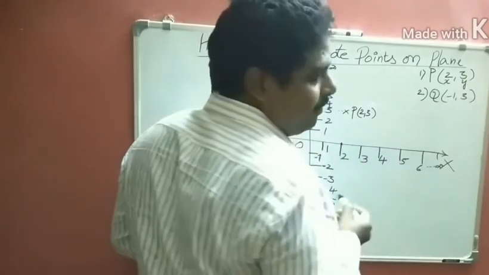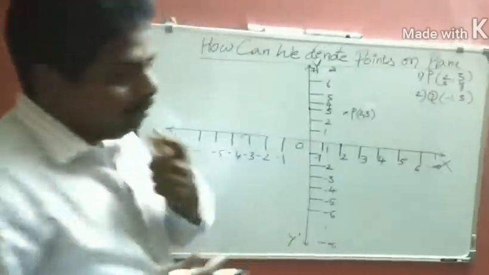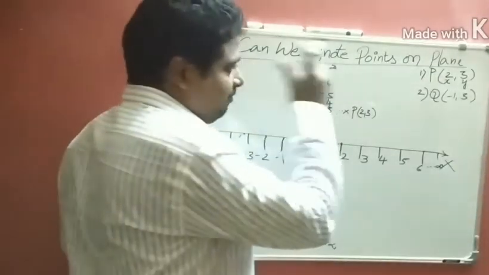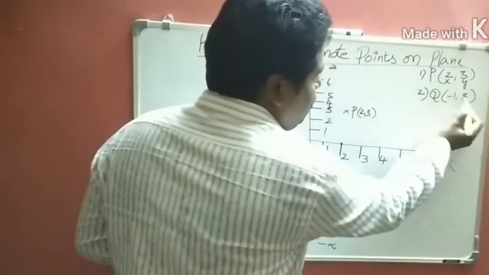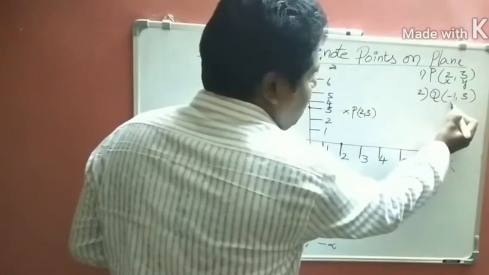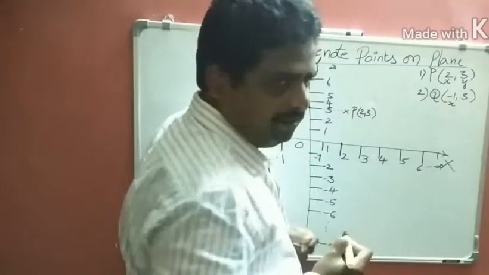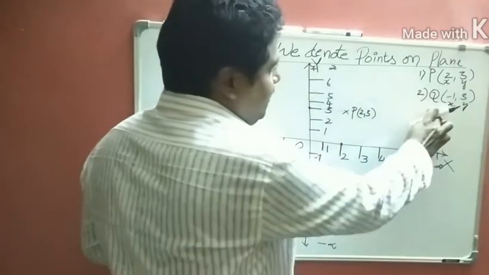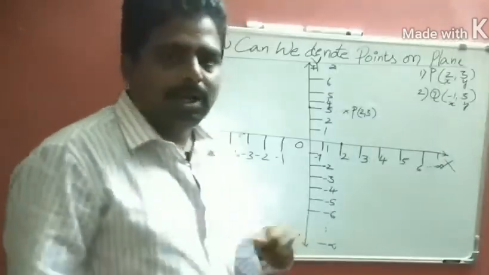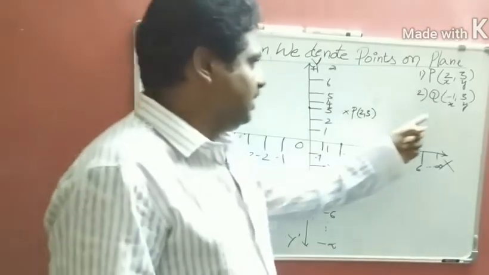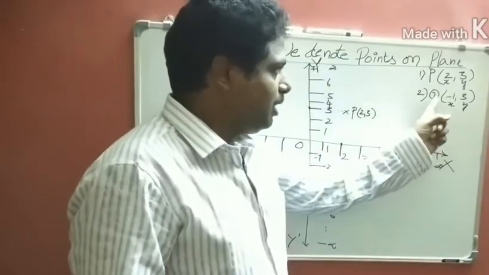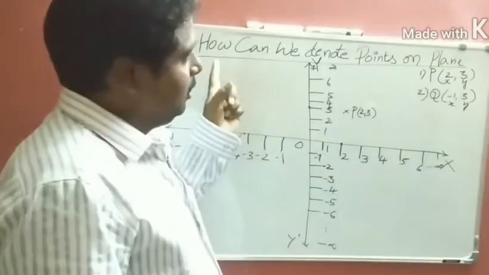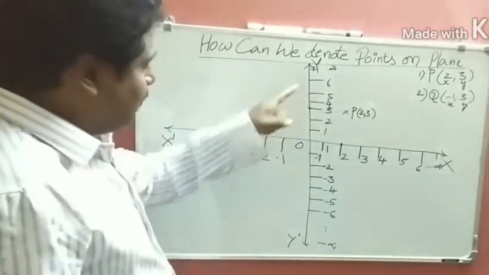(minus 1, 3). So how can we denote Q(minus 1, 3) on the Cartesian plane? Same as the first point. So here Q is equal to (minus 1, 3). In this (minus 1, 3), the first one is for x, the second one is for y. So x is negative, y is positive. According to our previous class, if x is negative and y is positive, that point should lie in Q2. Understand? So in Q2, where does that point Q lie?